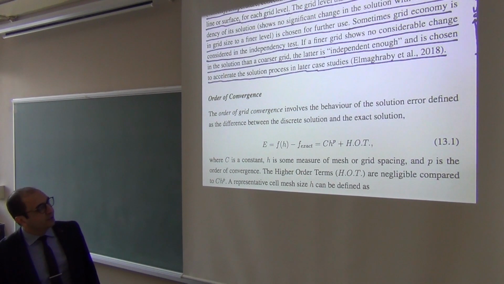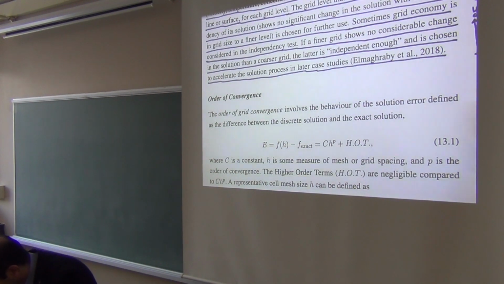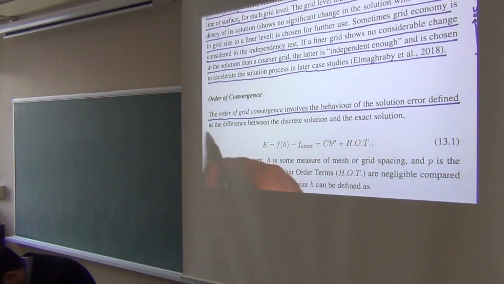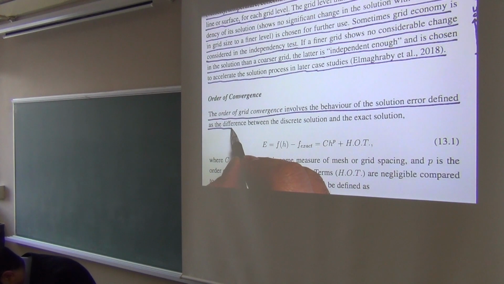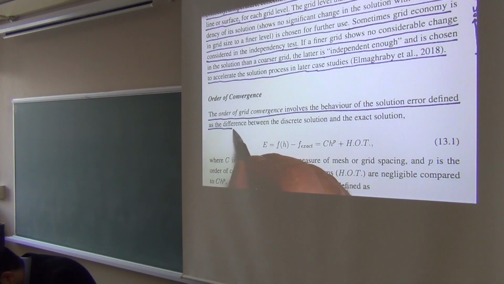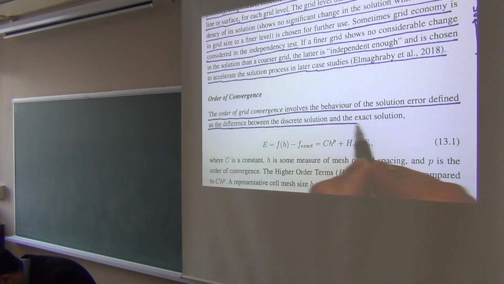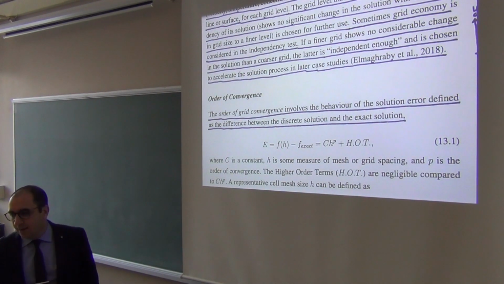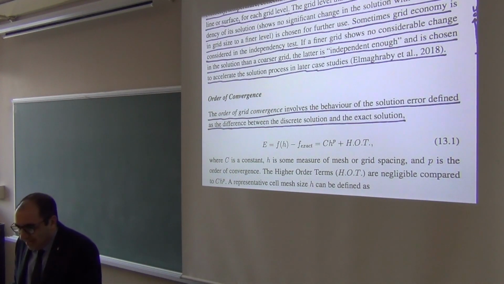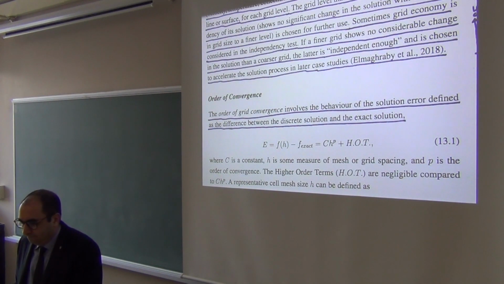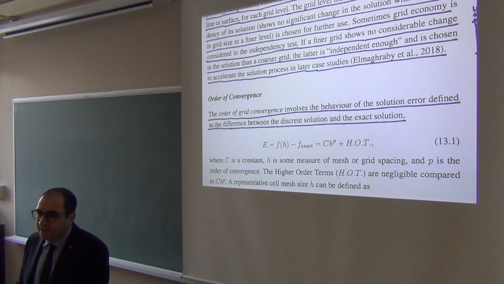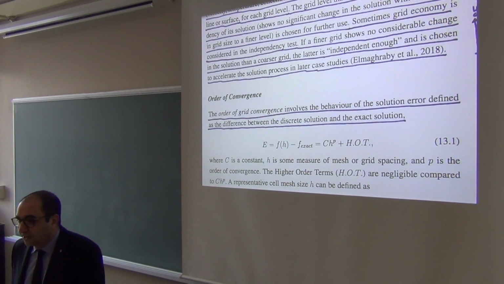Let's talk about order of convergence. The order of convergence involves the behavior of the difference between the discrete solution and the exact solution. In a way, it tells you how fast you're approaching the exact solution by refining your grid further and further. Okay? You might be approaching twice as fast, 4 times as fast, 8 times as fast, even 1.5 times as fast.